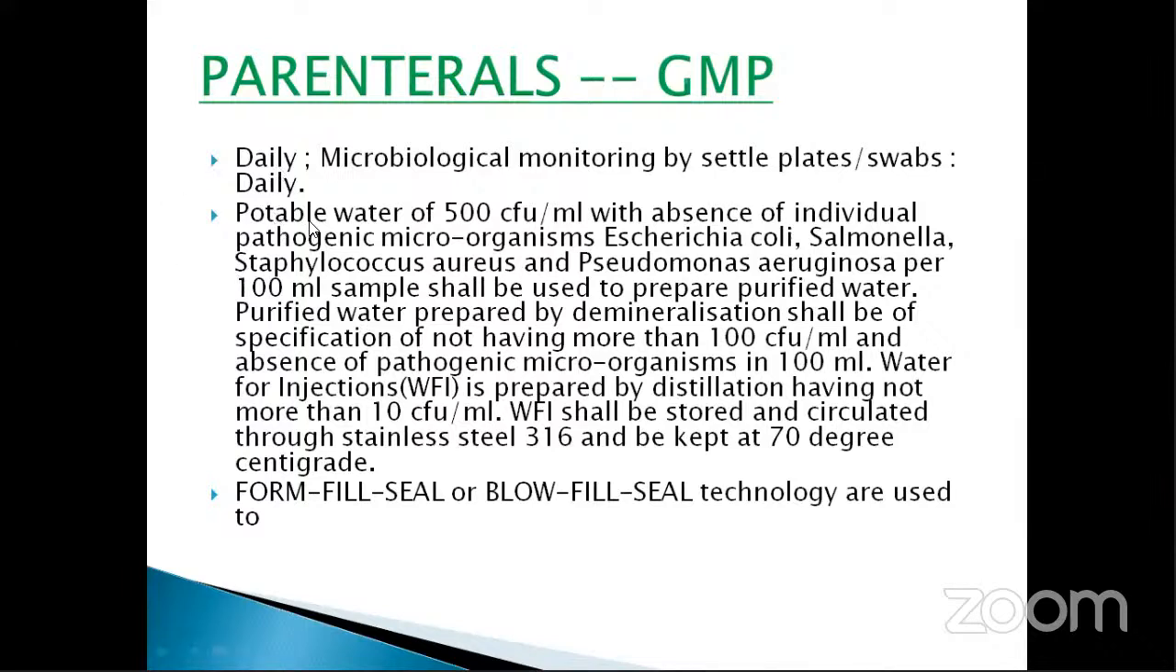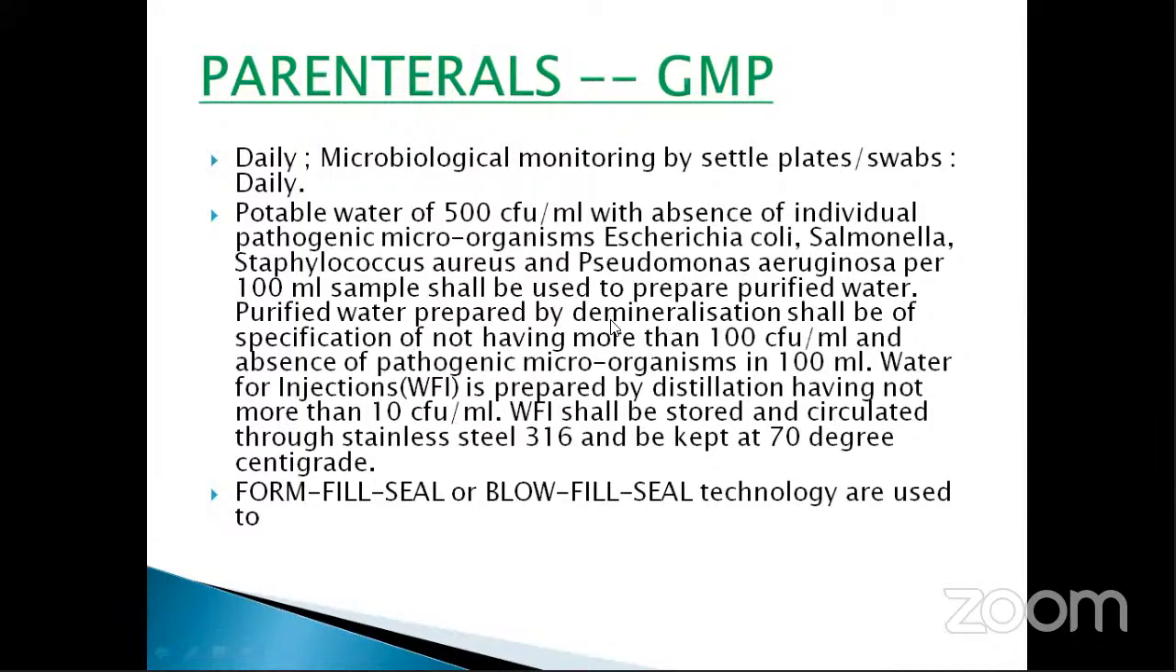It is done daily. Now the water quality. Potable water is allowed 500 colony forming units, CFU, bacterial colony forming units, per ml of the water. And moreover, it should be absent from any individual pathogenic microorganisms: Escherichia coli, Salmonella, Staphylococcus aureus, and Pseudomonas aeruginosa. Per 100 ml sample, you will see, and it should be nil.